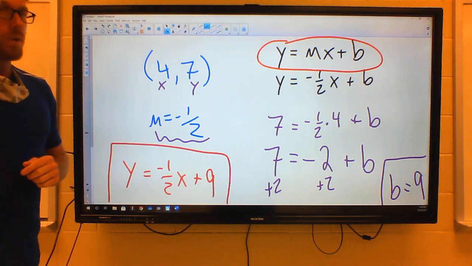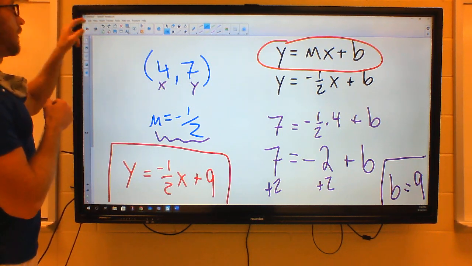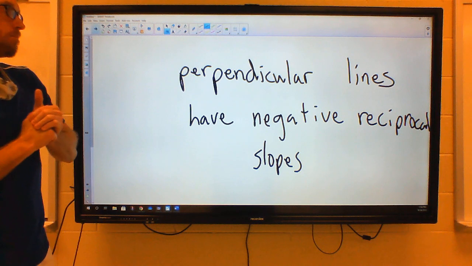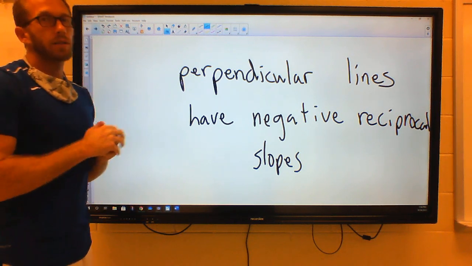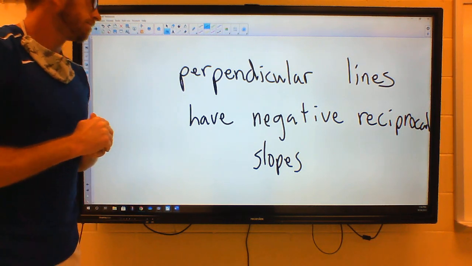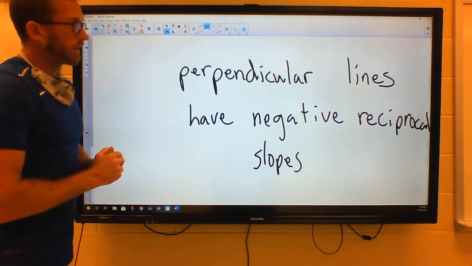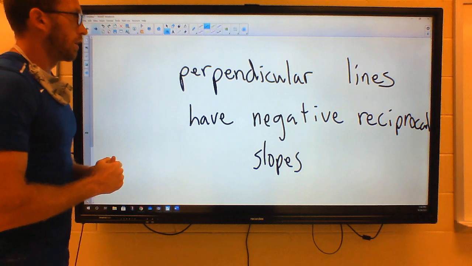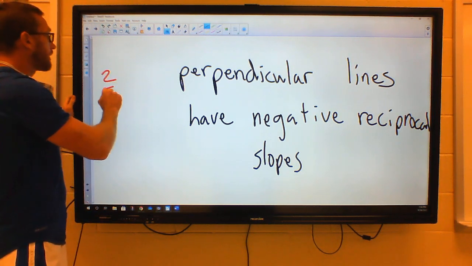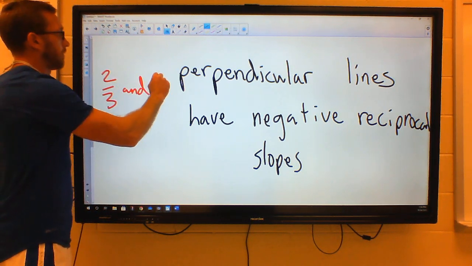So that is how we deal with parallel lines. Now let's talk about perpendicular lines. Once again, pause this so you can write the definition down. All right, you probably unpaused it by now. Perpendicular lines have negative reciprocal slopes. Remember, reciprocals are like 2/3 and 3/2.